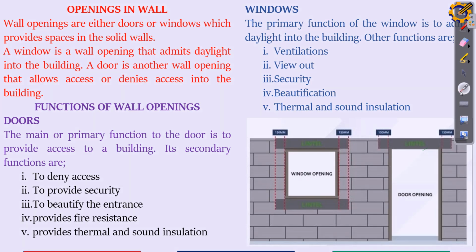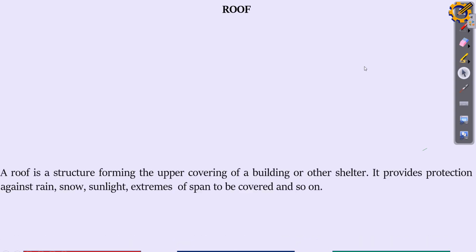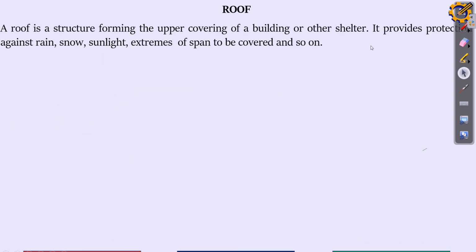That's a typical picture. So this door opening, you can see the space. That's a lintel sitting on top of it. This is a window opening, a wall opening, and this is a lintel sitting on top of it also. So take note of that. All right. So from there we go to roof. That's another structure we'll be considering.